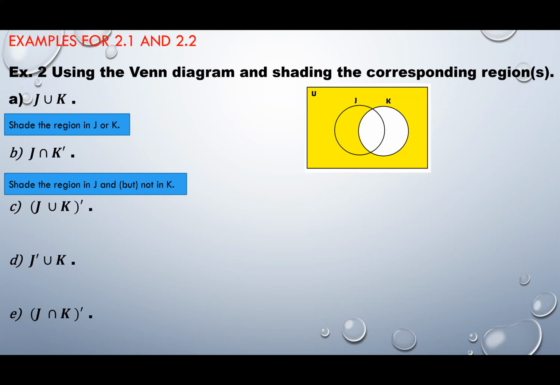I will try to make a different letter. J and not K is, again, the item that is in J but not in K, which is, this is the only item. Because of the intersection, the overlapping of the two, this is the only item that is in J and outside of K.